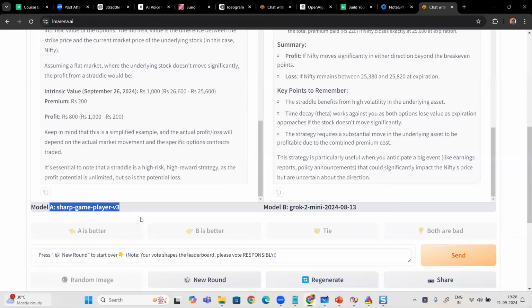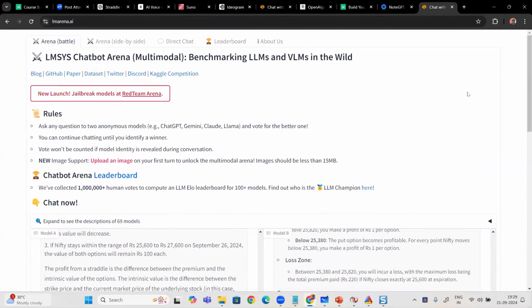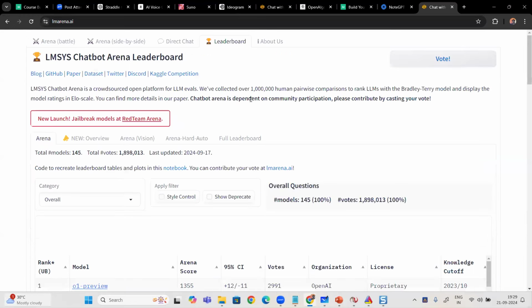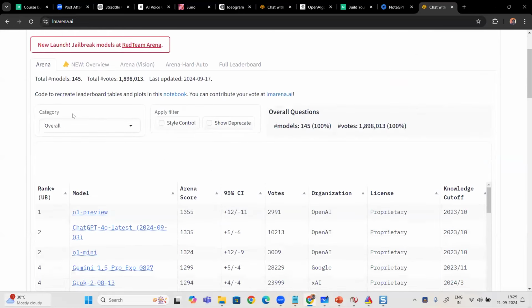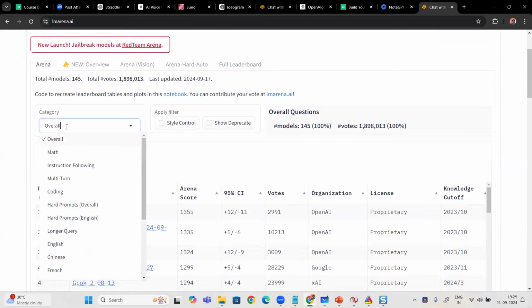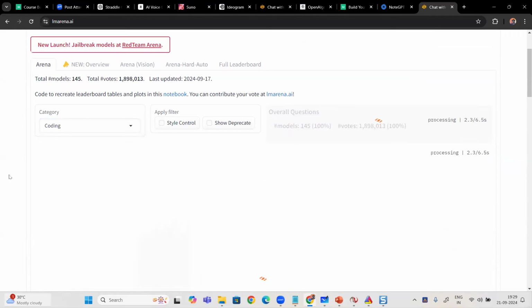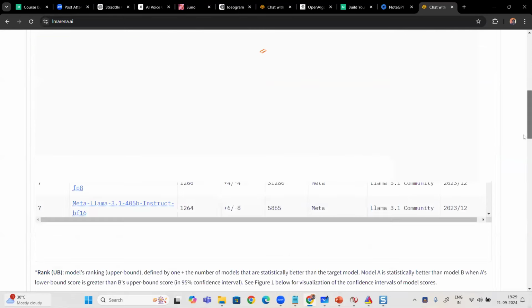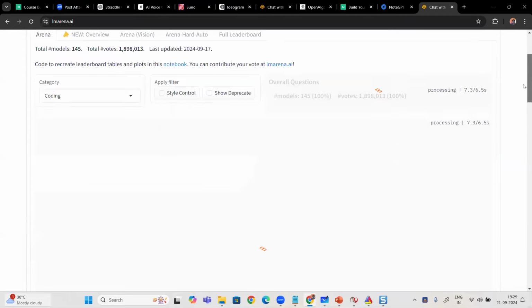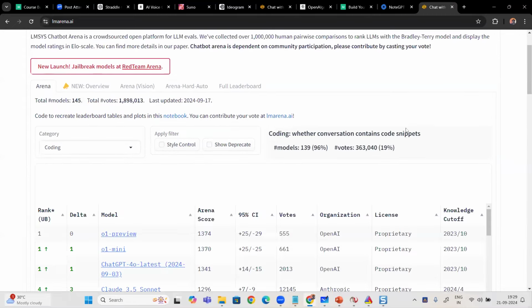The model battle happens. Based upon your voting, the model weightage will be decided, and then it goes to the leaderboard. The leaderboard measures various metrics. There are certain models which are good in coding. If I select which model is good for coding, it should come up with a criteria over here. So it's trying to prepare the category.